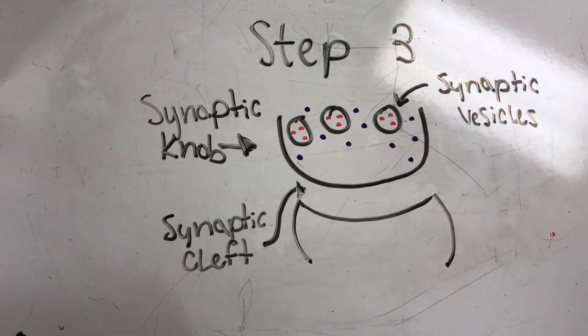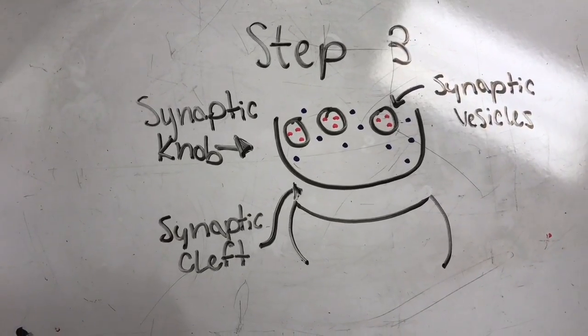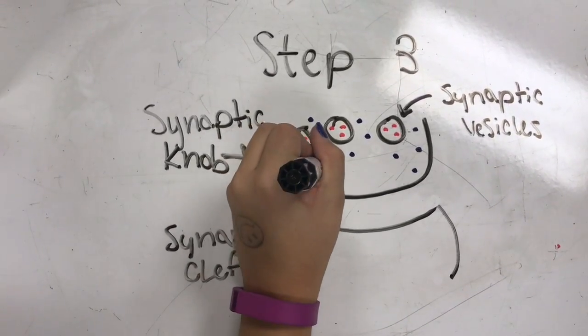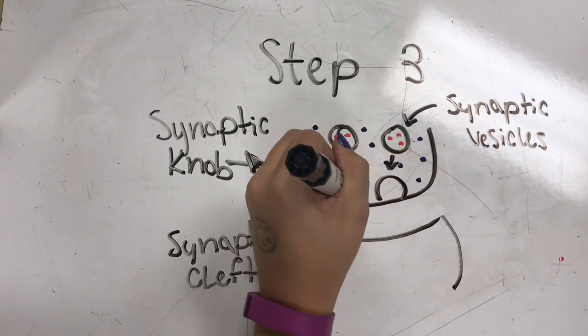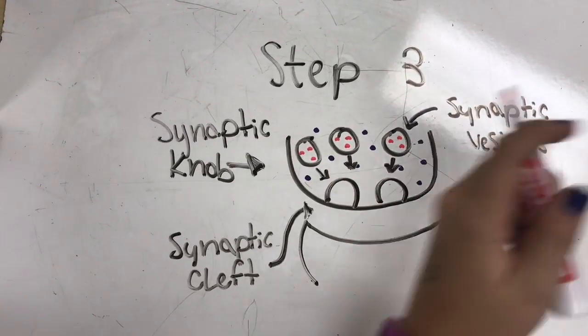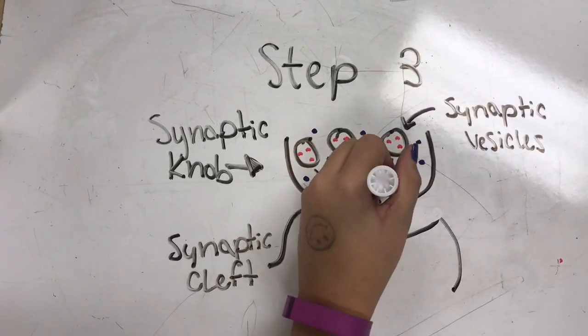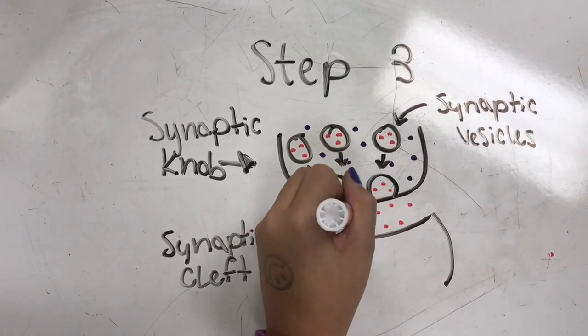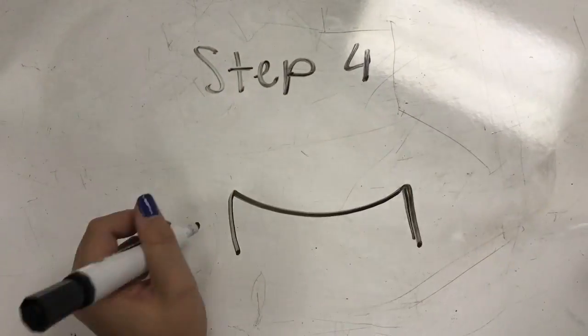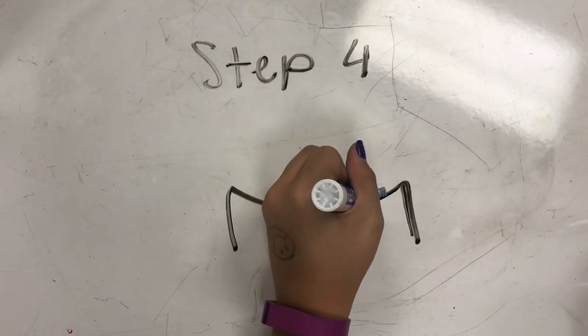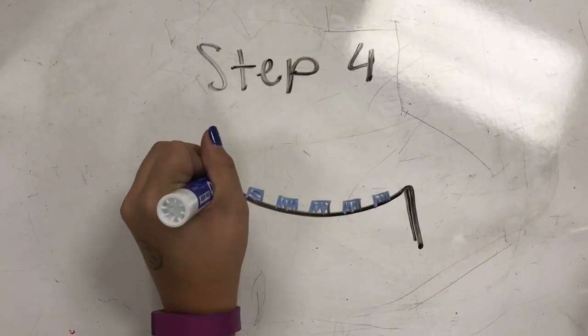Step 3, the synaptic vesicles that house neurotransmitters travel down the cell membrane that are located at the end of the axon from the synaptic knob. The synaptic vesicles bind to the cell membrane and release the neurotransmitters into the synaptic cleft. The neurotransmitter is in the synaptic cleft and binds to the receptor on the postsynaptic neuron for the message to be decoded.